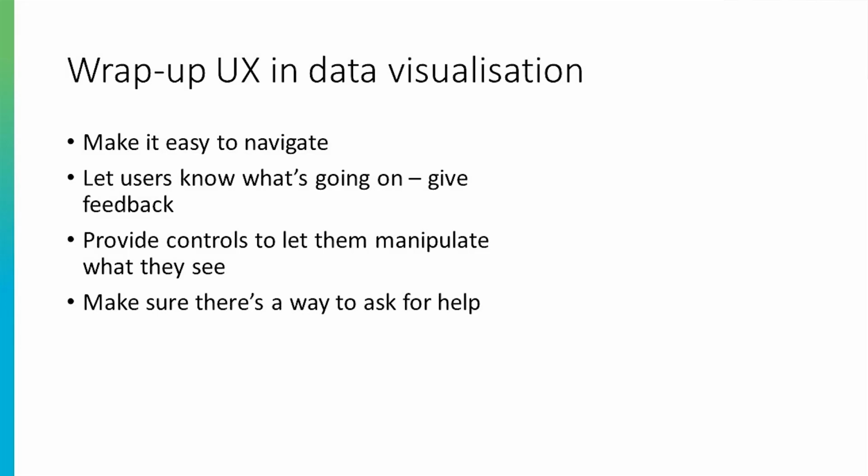So just to wrap up, if there's a few things you want to take away from that, it's just these 4 points here. Make sure it's easy to navigate and get around, so it's easy not to get lost. Let users know what's going on, so make sure you give lots of feedback and help if needed. Let them be in control of the data. Let them play around with it. Let them feel like they're in control, but don't let them have all the control. And make sure there's a way to ask for help. If you get lost users, then you get angry users. So that's not a good thing.